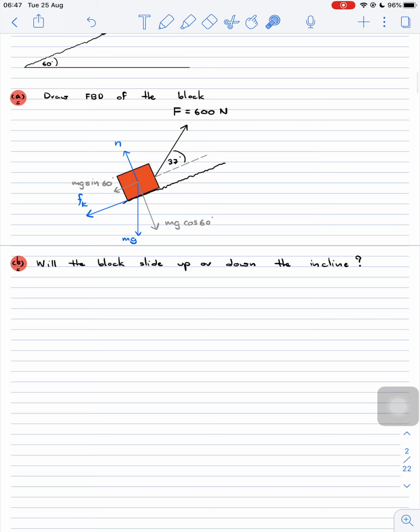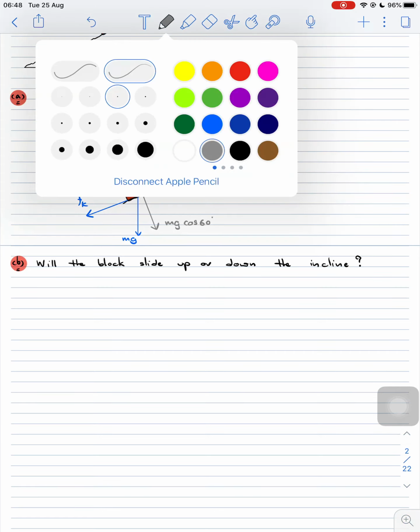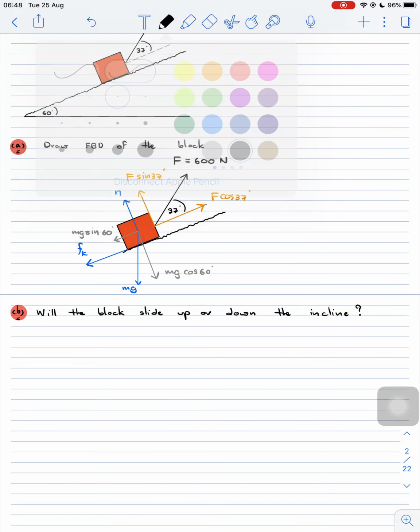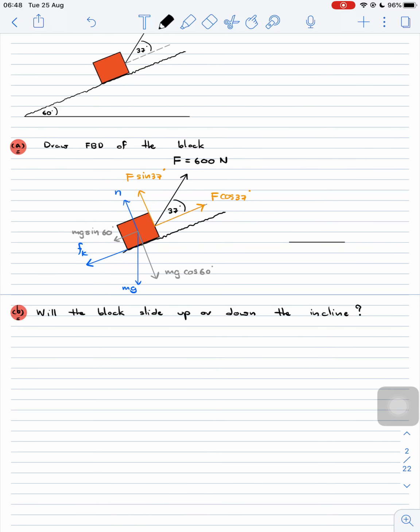So now it's the turn of this force F, right? We can break the force F into, let's say, this one: F cosine 37 degrees, right? And then this component is going to be equal to F times sine 37 degrees as well.